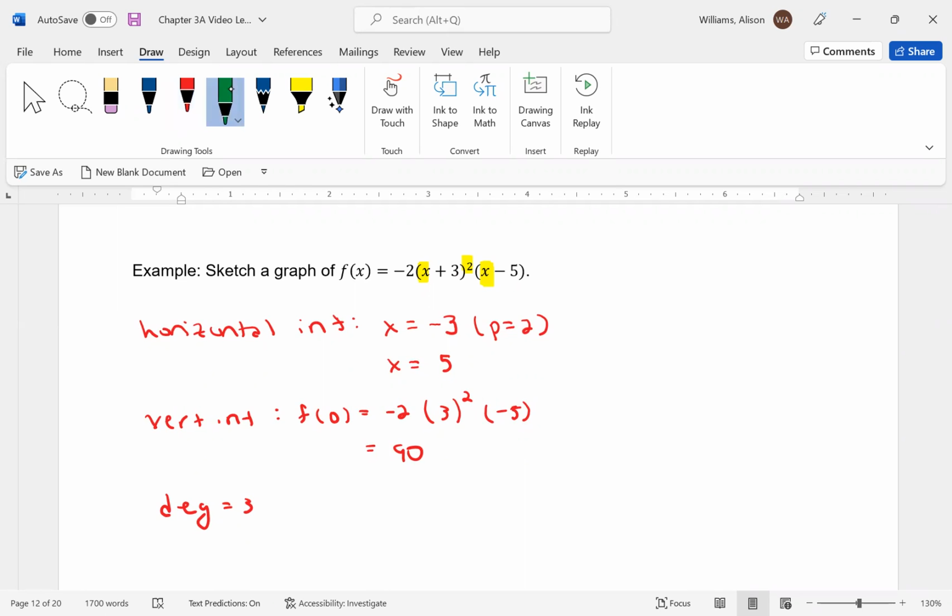Oops, sorry. My program bugged out there for a second.